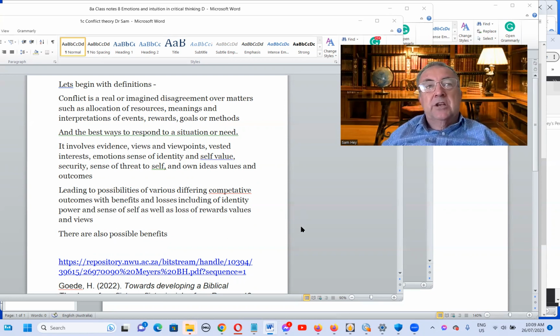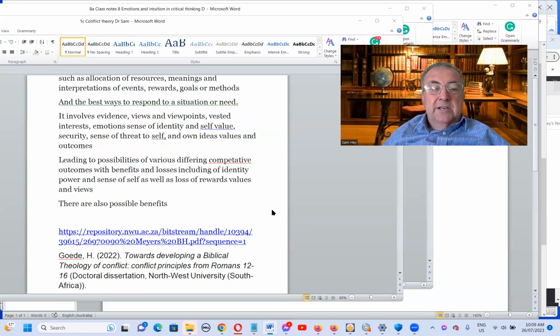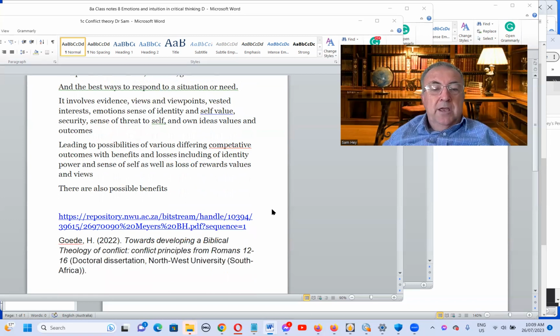At times, the teacher, the school leaders must use their sense of authority, but at other times, it's incredibly valuable to listen to the views of the students and the parents and everyone else involved. This, as we said, can involve looking at the evidence. This can look at the different interests, look at the different values, look at the sense of security, self and threat to self, the ways in which ideas and outcomes are being valued or being not given a sense of value.